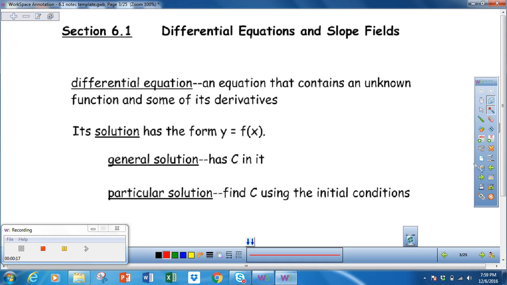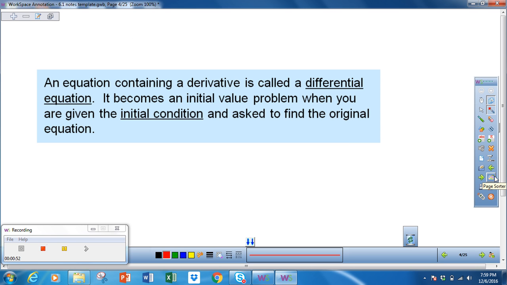So a differential equation is any equation that contains an unknown function and some of its derivatives. The good news is that you already know how to do this. It's just written in a different form. When you're solving a differential equation, there are two types to solve. One is a general solution and one is the particular solution. The general solution has C in it. And for the particular solution, you are given an initial condition and then you solve for C. So we're going to look at a couple of those.